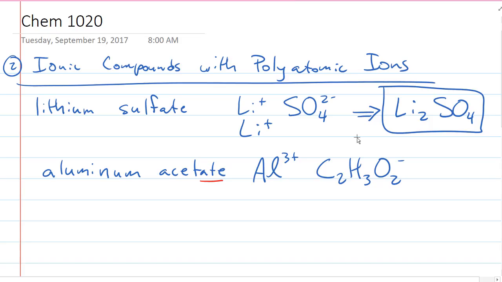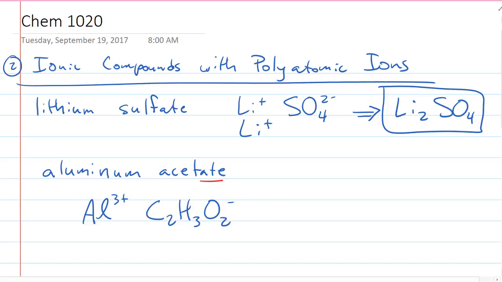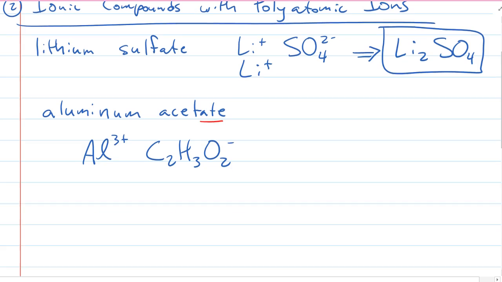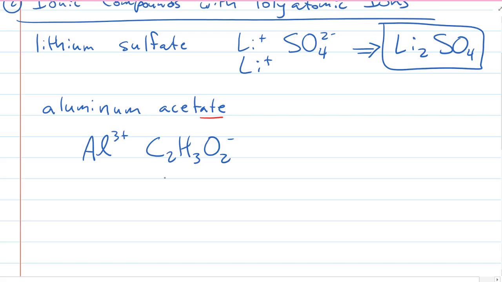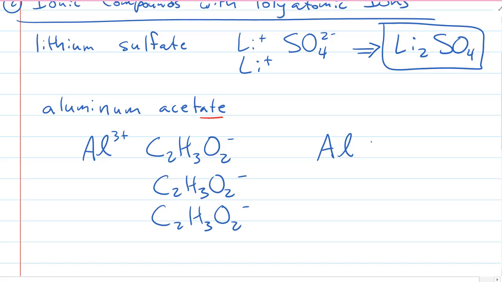So now that we know its formula, I'm going to slide this over here. How many aluminum ions are we going to need? 1. How many acetate ions are we going to need? 3 of them, right? Because we're going to balance the charge. So now, because we have 3 acetate ions to balance the charge of the 1 aluminum, the formula is going to be Al. And then, since you asked, what do we need here? Parentheses. C2H3O2, and outside the parentheses, a 3.